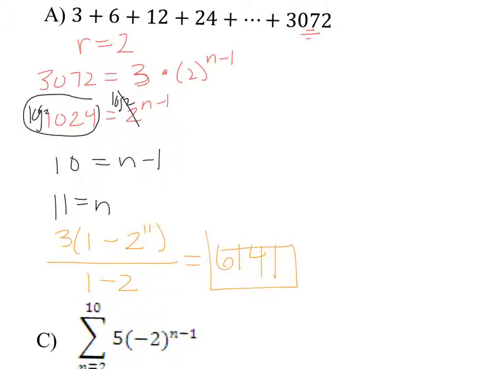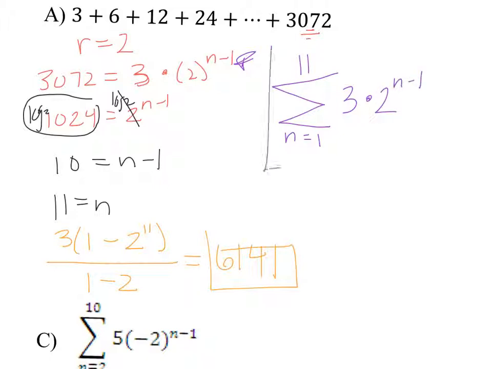It also says to write this in sum notation. So for sum notation, I'm starting with my first term, so n is equal to 1. I'm going to my 11th term, so that goes on top. And again, you want to use your explicit geometric formula. The starting number is 3 times my common ratio 2 raised to the n minus 1. That would be my sum notation for my actual geometric series.